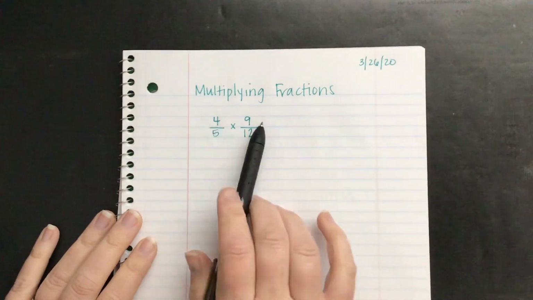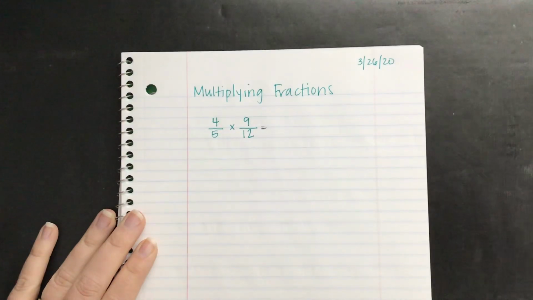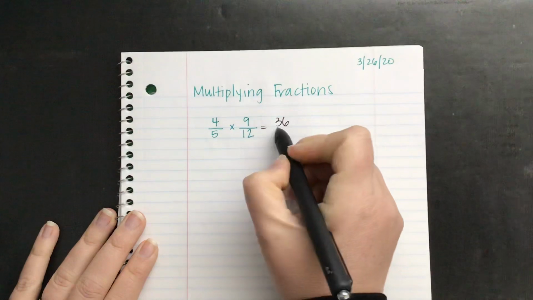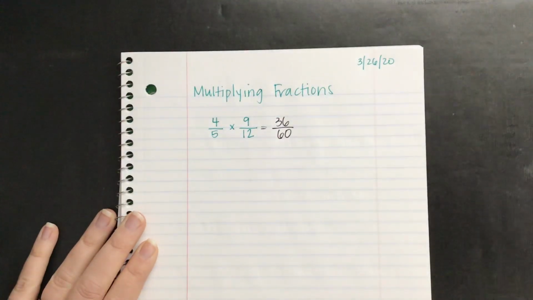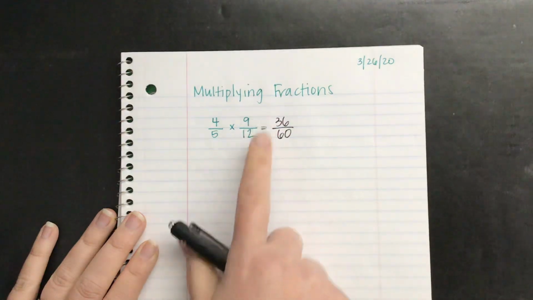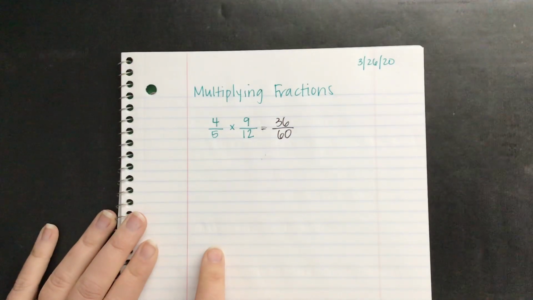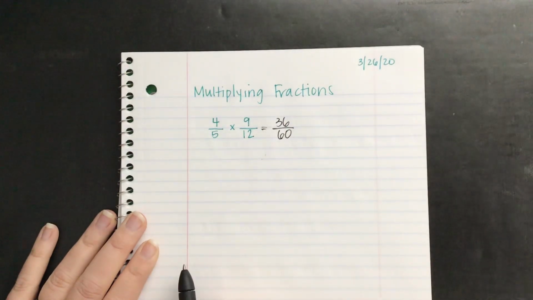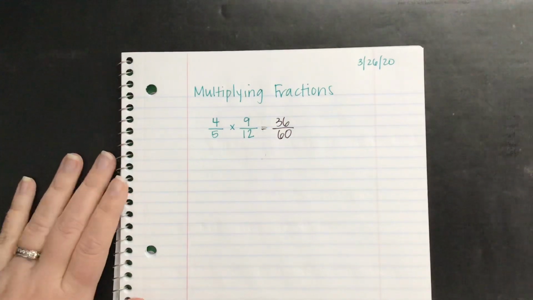So we're going to start by multiplying straight across. So 4 times 9 is 36, and 5 times 12 is 60. Now I have both of these numbers, and I have to figure out what can I divide both of these numbers by to reduce this fraction. Okay, so I'm going to divide the top and the bottom of the fraction, the numerator and denominator, by the same number in order to reduce it.